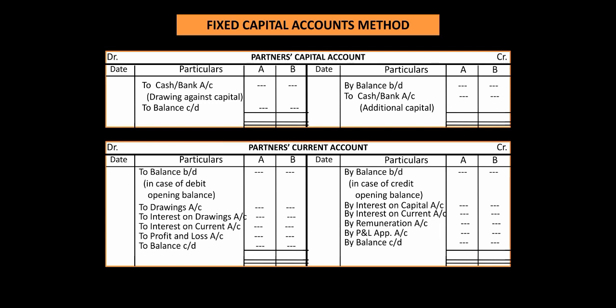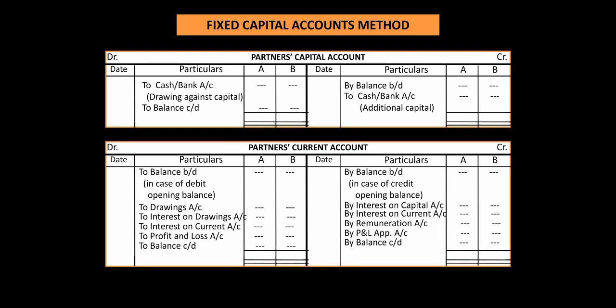See, here we need to understand that in partner's capital account, the credit side will increase the capital and the debit side will decrease the capital. So, to decrease the capital, we have only one option, that is drawing against capital. And we have already studied that no one can withdraw fixed capital from business except in the event of winding up. So, these two cash or bank account amounts will never be more than balance BD and additional capital. So, partner's capital account will never have a debit balance.